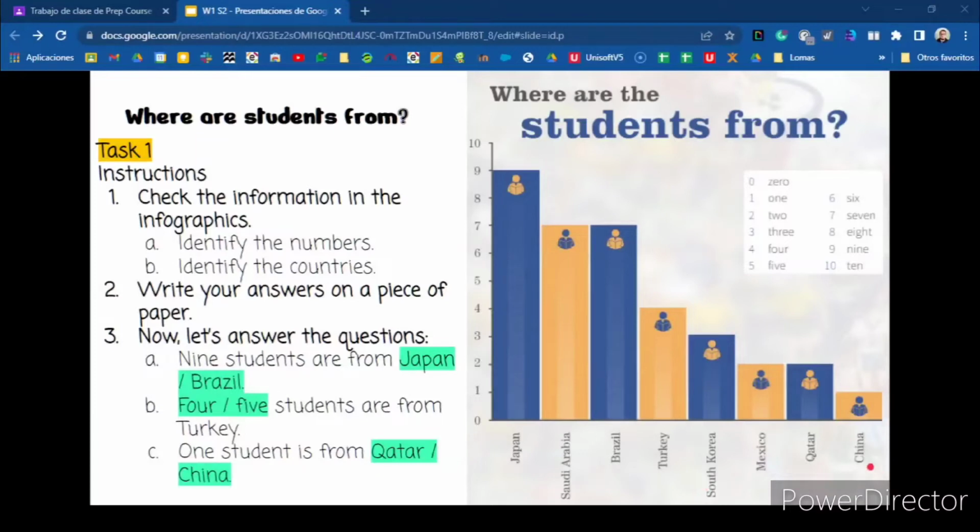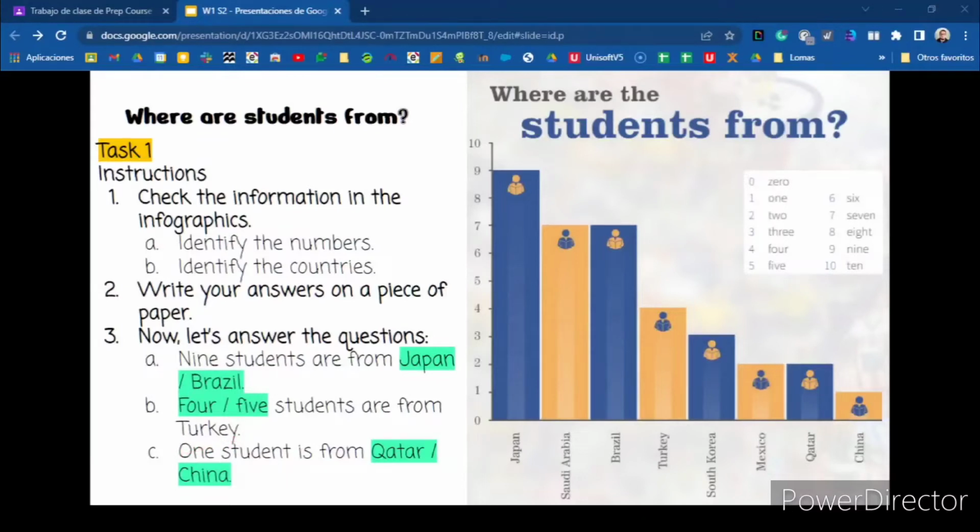We have countries like China, Qatar, Mexico, South Korea, Turkey, Brazil, Saudi Arabia, and Japan. So considering those aspects and the information in the bars, we are going to analyze the infographic through the questions. Questions are going to be the following, and then you need to write your answers on a piece of paper. For question 1, identify if this is Japan or Brazil, part B, 4 or 5, and part C, Qatar or China.